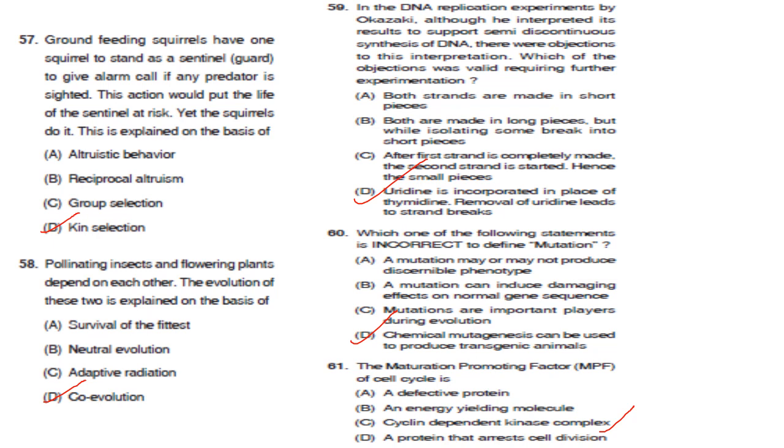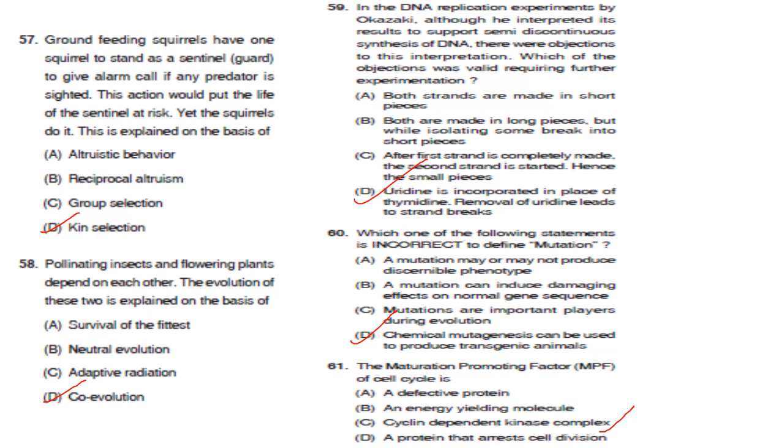Then group selection is defined as selection in which traits evolve according to the fitness of the group. And then finally there is kin selection, and kin selection occurs when an animal engages in self-sacrificial behavior that benefits the genetic fitness of its relative. So ground feeding squirrels have one squirrel to stand as guard. So the guard squirrel is sacrificing, that is self-sacrifice for the benefit of the whole community.